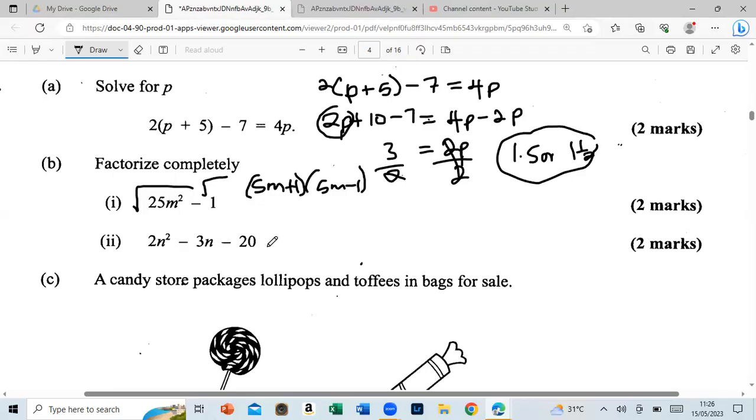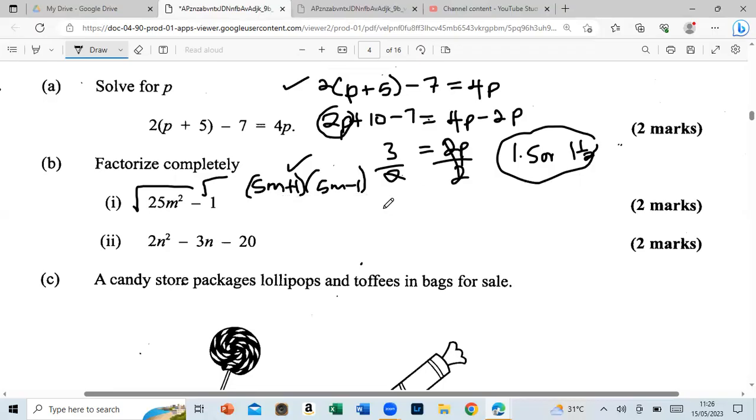And that will give you 2 marks. So you get 2 marks there, you get 2 marks there. What about this one? 2n squared minus 3n. Let's figure that out. It's a factorization by the factor method. So we're going to do it step by step.